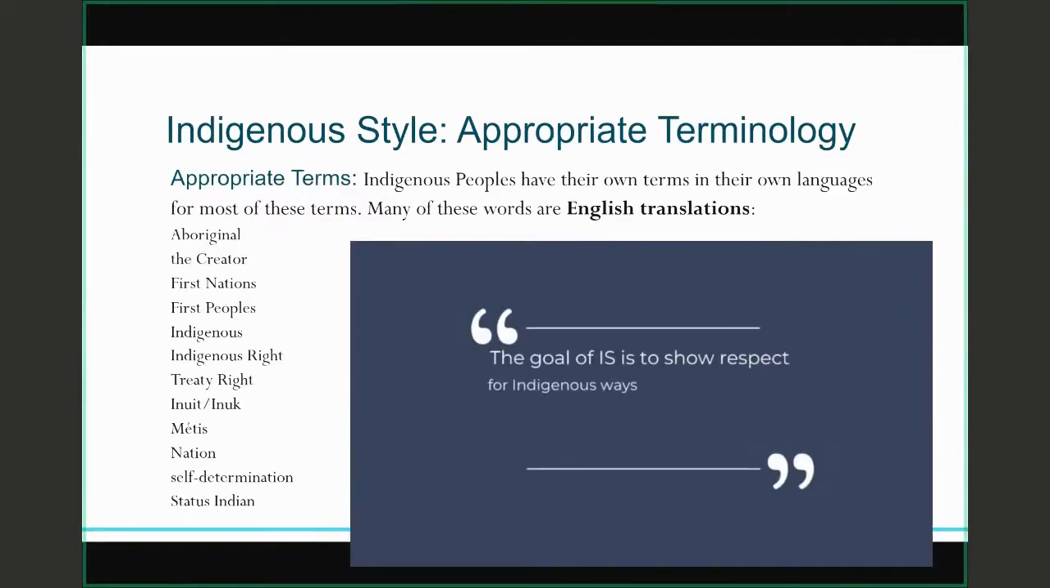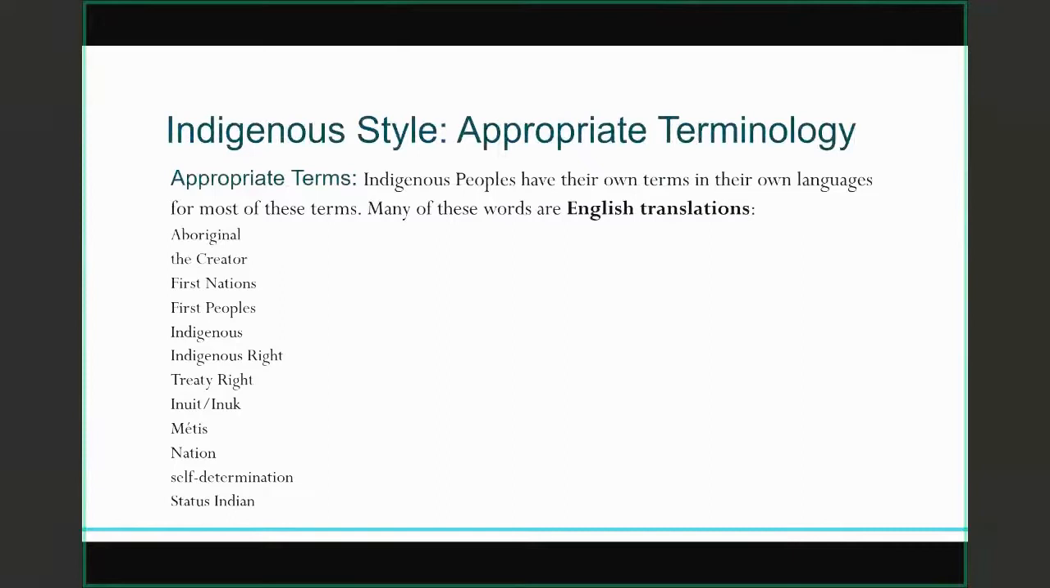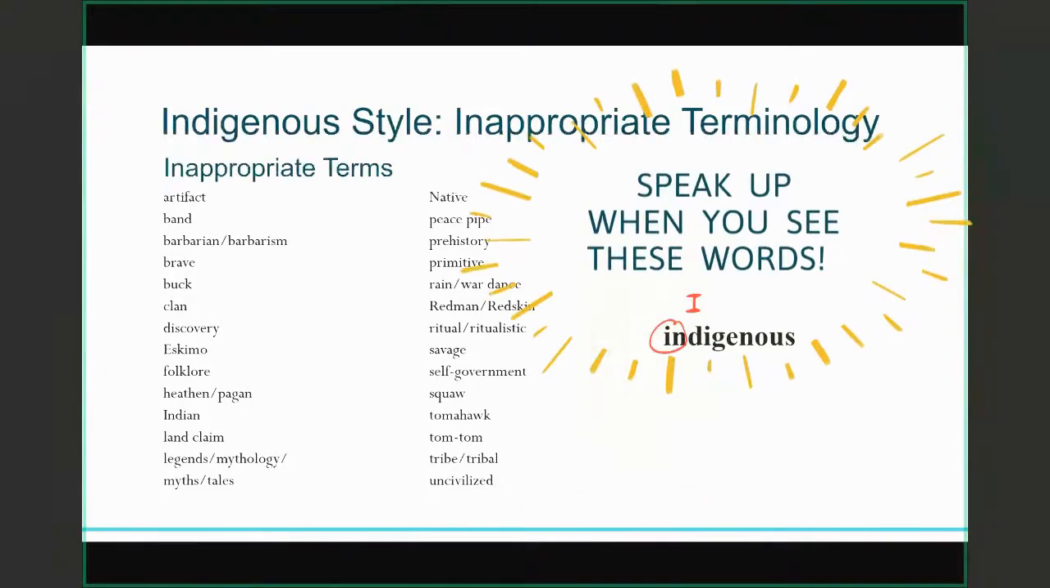Keep in mind that Indigenous peoples have their own terms in their own languages for most of these terms. Many of these words are actually English translations, so you might want to use a glossary in your writing. Here are some examples of words that you should never include in your writing. And if you notice it in your classmates or students' writing, always point it out.